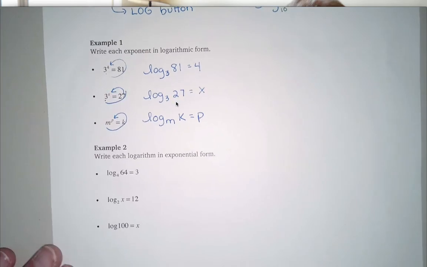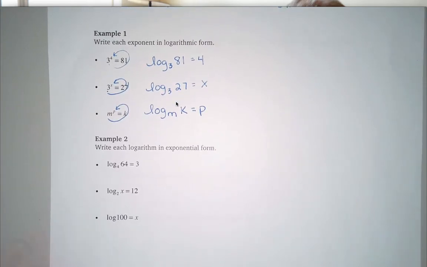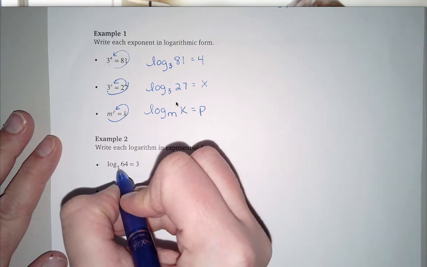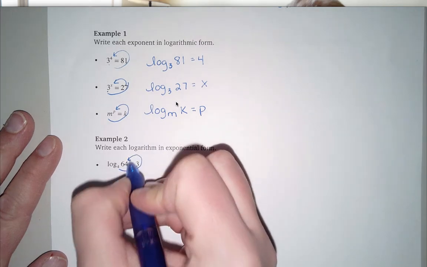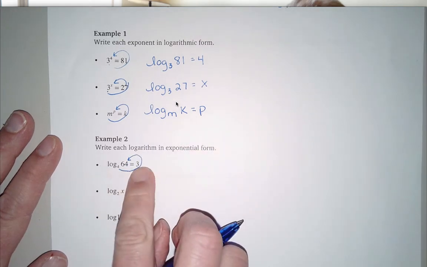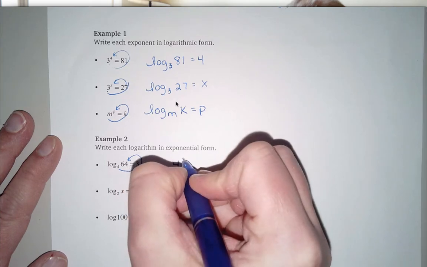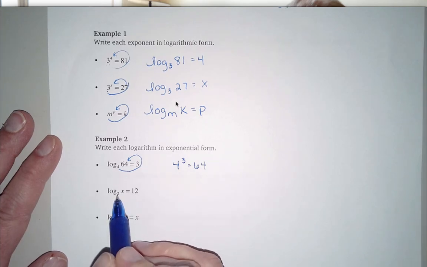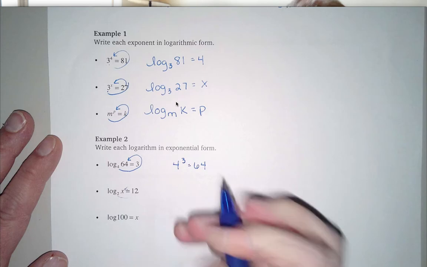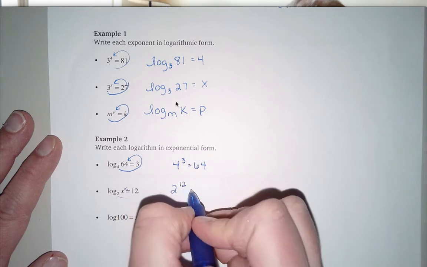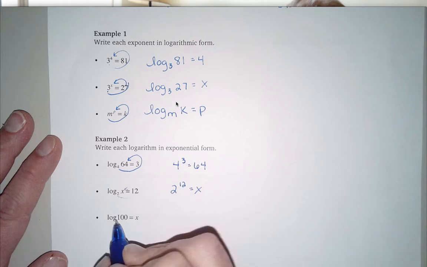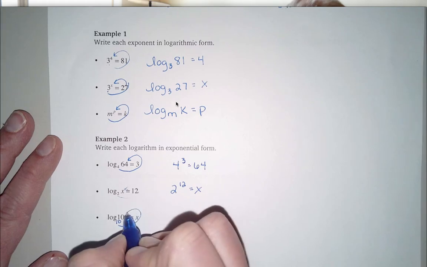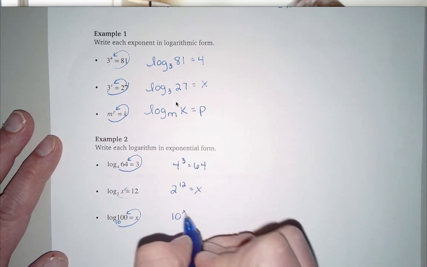So example 2 is just going back the other way. Example 2 is giving you logarithms and asking you to rewrite it in exponential form. And so like for this one, this would be 4 to the power of 3 equals 64. This is your base and this is your exponent. So 4 to the power of 3 equals 64. Next piece, 2 to the power of 12 equals x. And last one, remember when there's no base written there, we assume there's a 10 there. So we would write this as 10 to the power of x equals 100.